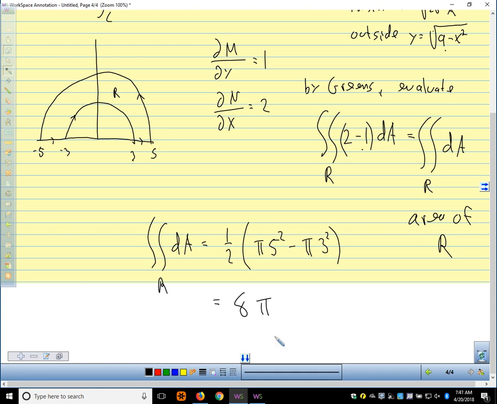If this didn't turn out to be a simple area, what would we do to evaluate that double integral? How would we set it up? Polar coordinates. Theta equals 0 to pi, r equals 3 to 5. It wouldn't be bad.